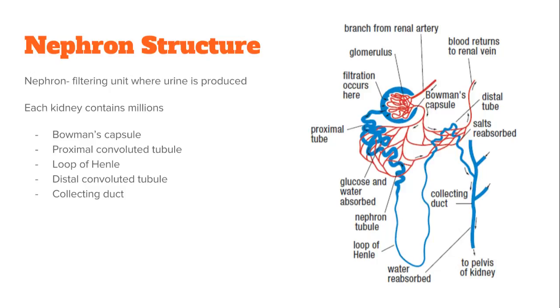Then we move on to the proximal tubule, and proximal means close, and it's convoluted, so it's all wound up. And then we get to our loop of Henle, which you can see is this big loop down here. We go to our distal convoluted tubule, so that means further away, and then we go here to our collecting duct, and this goes into our ureter, which travels to our bladder, which holds our waste and our urine before we can expel that from our body.